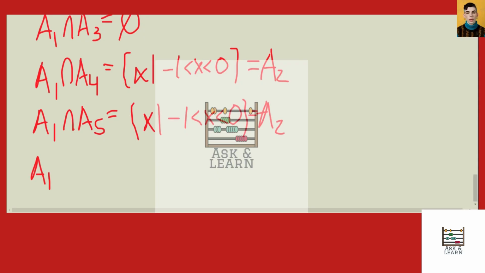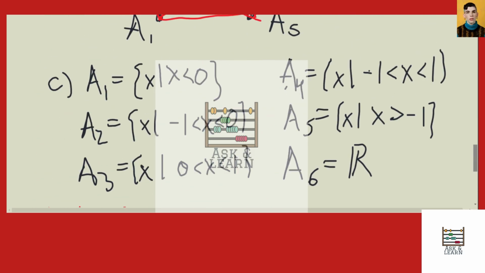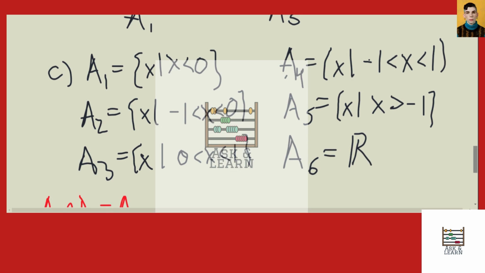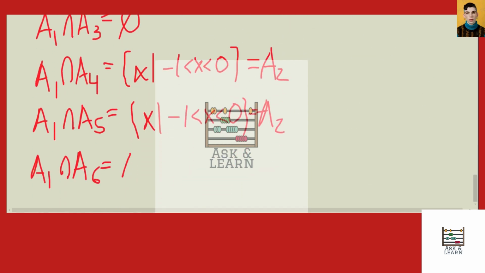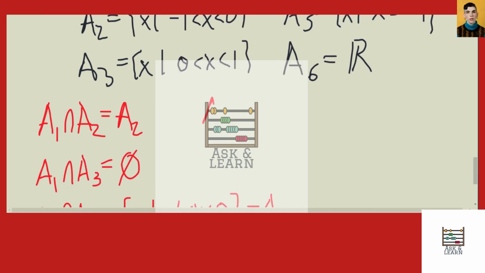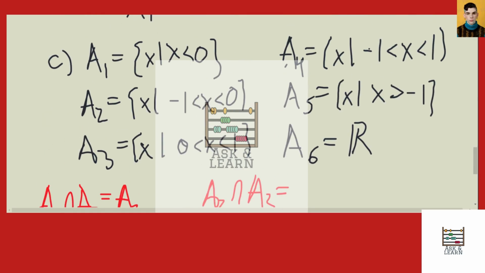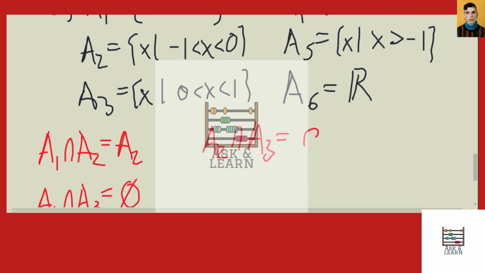And finally, A1 intersect A6. If x belongs to this intersection, then x must be less than 0, and x must be a real number. So this is simply A1. A2 intersect A3. If x belongs to this intersection, then we have that x lies between negative 1 and 0, and lies between 0 and 1, non-inclusive, but this is impossible, so this is the empty set. It can't be both less than and greater than 0.